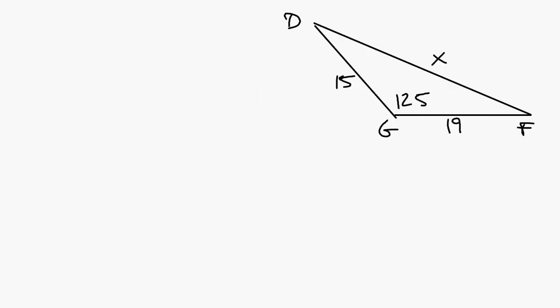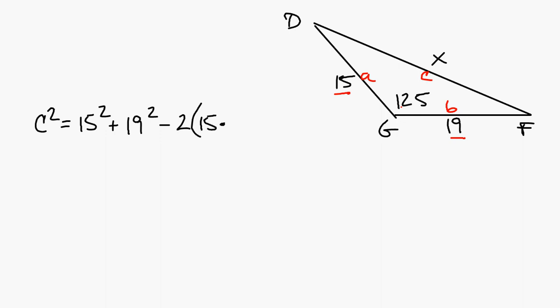In this picture, you know a side, you know an angle, and you know a side. And the angle is the included angle. So we're going to make this side C, and we're going to make these A and B. Now you can use the same formula as you did before. So C squared is going to be equal to 15 squared plus 19 squared minus 2 times 15 times 19 times cosine of 125.